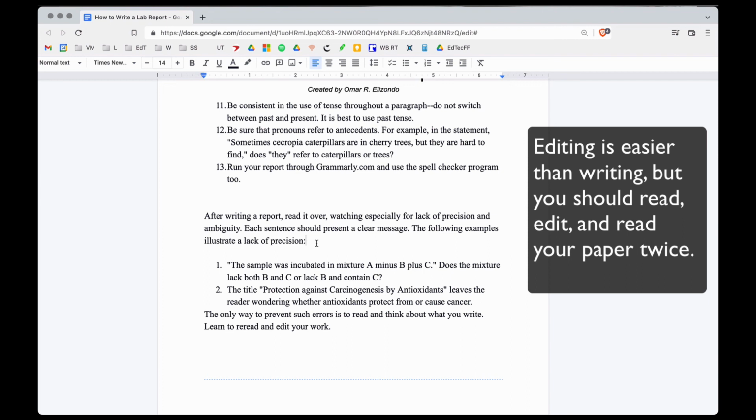Go back, change some of the vocabulary. Grammarly will help you with a thesaurus to maybe change some of the vocabulary you want in your sentences to make them a little bit more pertinent in your writing. But read it, go over it, edit it. It's the most important thing that you can do. Learn to reread and edit your work. It's not a one-time deal.